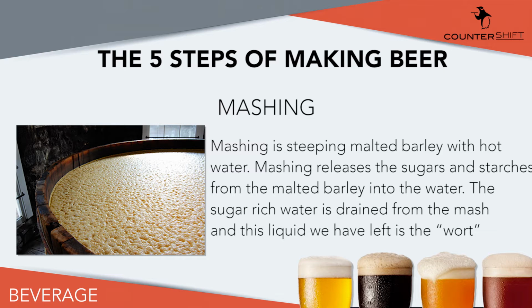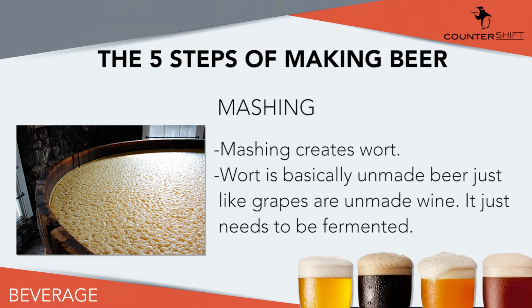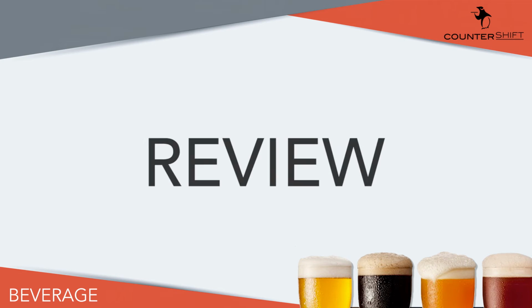The sugar-rich water is drained from the mash, and this liquid we have created is the wort. It's spelt W-O-R-T, but it's pronounced wort. Wort is basically unmade beer, just like crushed grapes are unmade wine. They just need to be fermented. Let's review what we've learned so far.